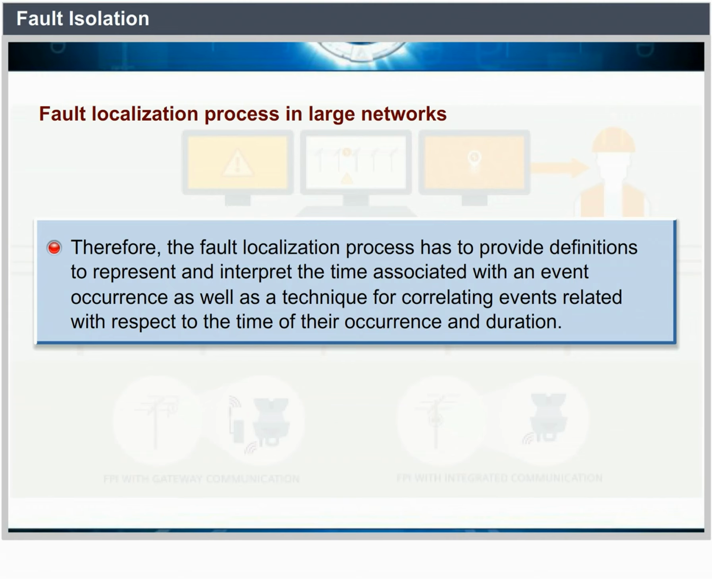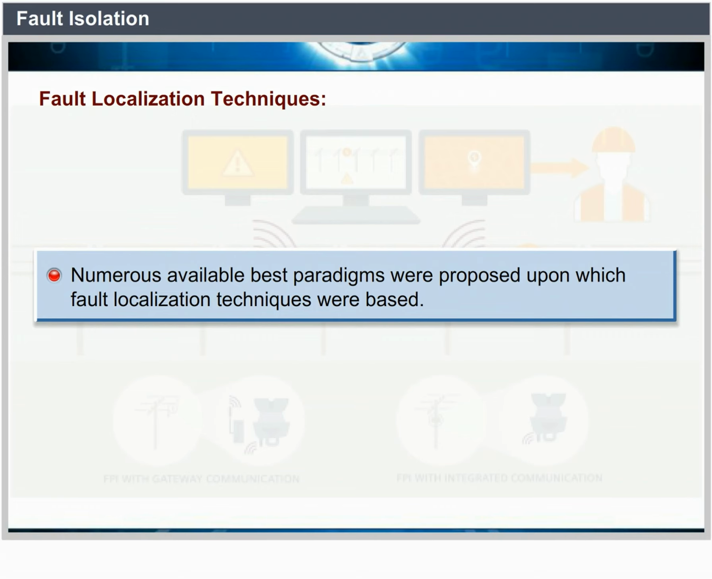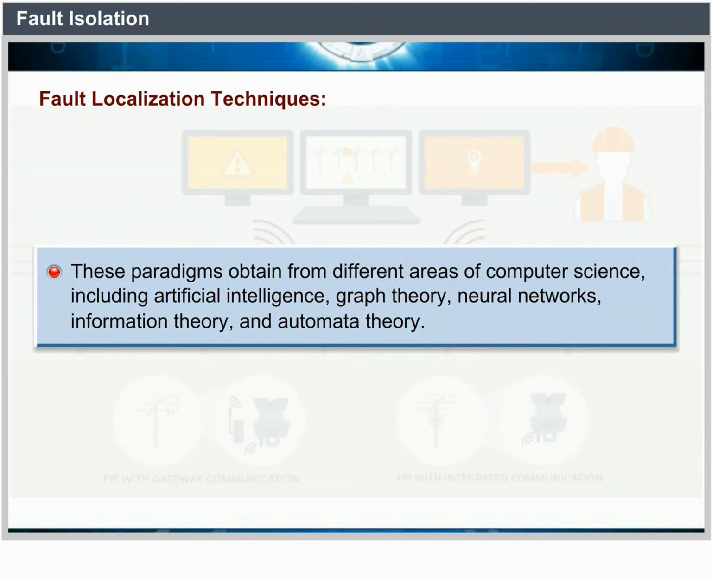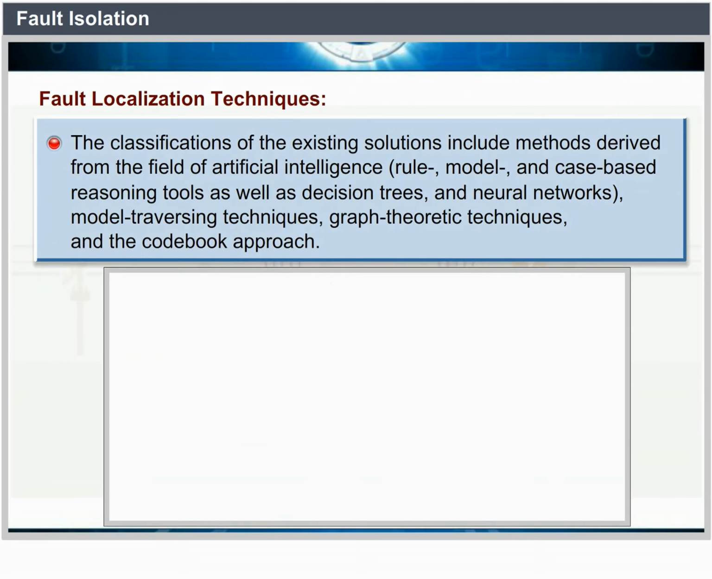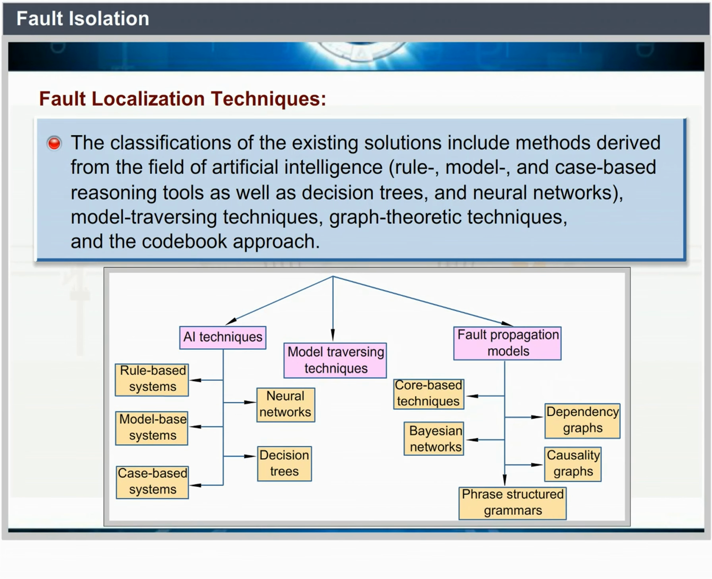Fault localization techniques. Numerous paradigms were proposed upon which fault localization techniques were based. These paradigms derive from different areas of computer science, including artificial intelligence, graph theory, neural networks, information theory, and automata theory. The classifications of the existing solutions include techniques derived from the field of artificial intelligence, rule, model, and case-based reasoning tools, as well as decision trees and neural networks, model traversing techniques, graph theoretic techniques, and the codebook approach.